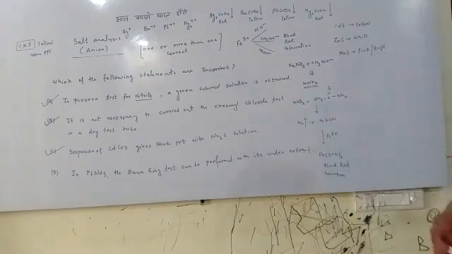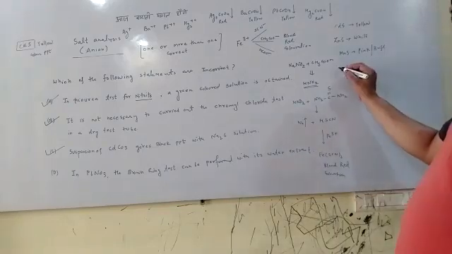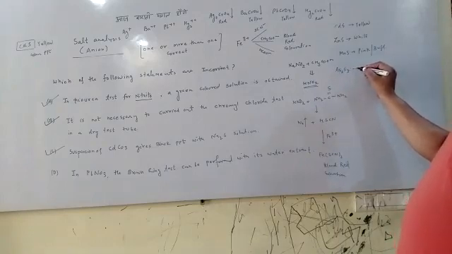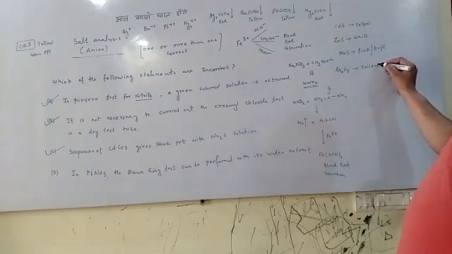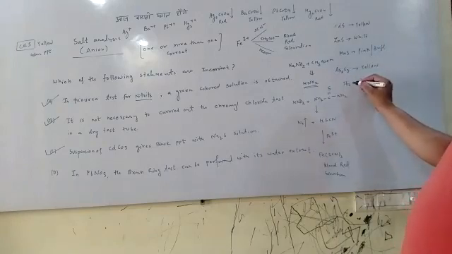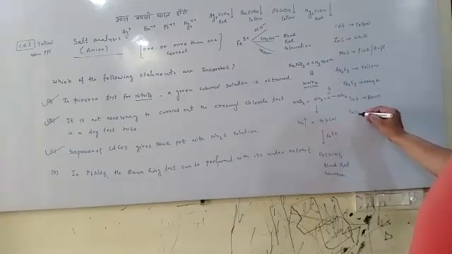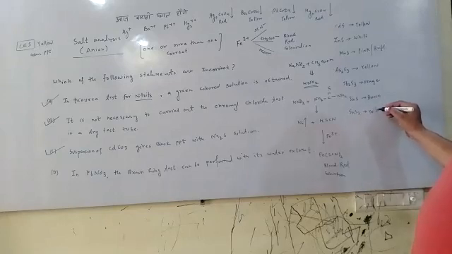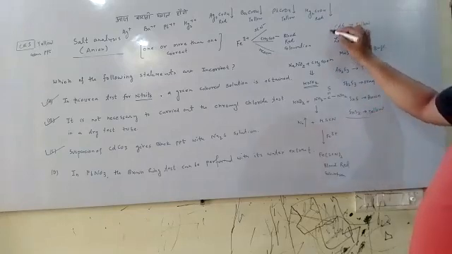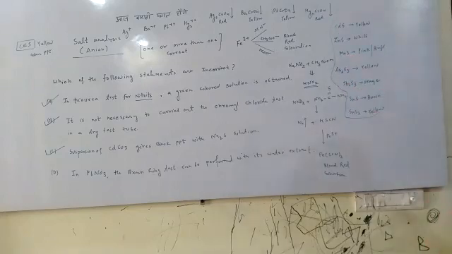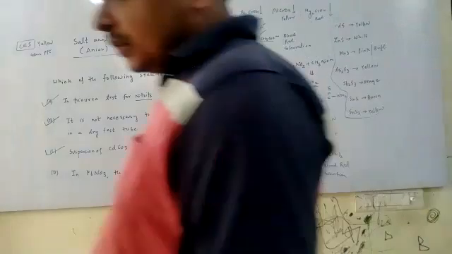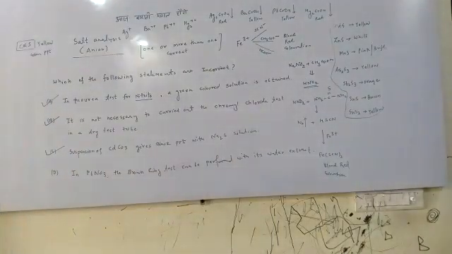As2S3 is yellow. Sb2S3 is orange. SnS is brown. SnS2 is yellow. So these are non-black. Okay, these are non-black sulfides. Rest all are black in color.